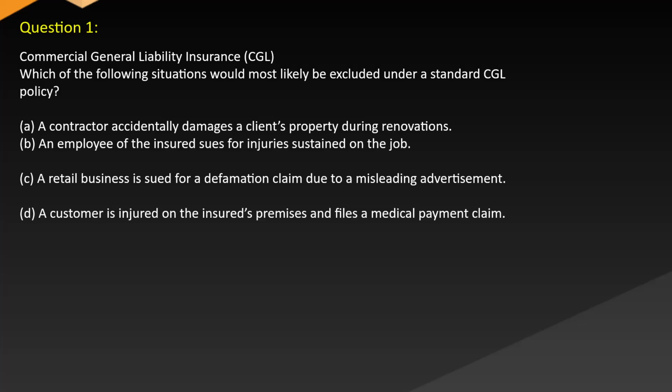Question 1. Commercial General Liability Insurance (CGL). Which of the following situations would most likely be excluded under a standard CGL policy? A. A contractor accidentally damages a client's property during renovations. B. An employee of the insured sues for injuries sustained on the job. C. A retail business is sued for a defamation claim due to a misleading advertisement. D. A customer is injured on the insured's premises and files a medical payment claim.